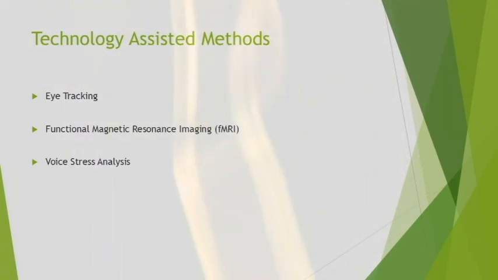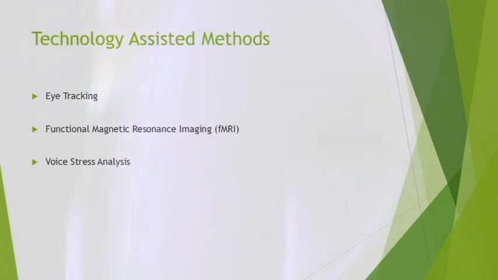Now, while fMRI offers unparalleled spatial resolution, its practical application in lie detection is limited because, first off, it's extremely expensive, it's difficult to access, and of course, there are some ethical considerations with this.